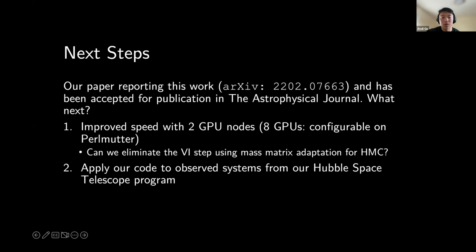What to do next? Well, the next steps that we're considering are whether or not we can actually improve speed. We assume that we will be able to improve speed, but whether or not we can get our code to run with 2 GPU nodes. So this would mean 8 GPUs on Perlmutter, which is an exciting prospect for us. And another question is, could we eliminate the VI step, which is the most costly step, by using mass matrix adaptation for HMC? And in terms of science goals, we want to start applying our modeling code to more real observed data from the Hubble Space Telescope.